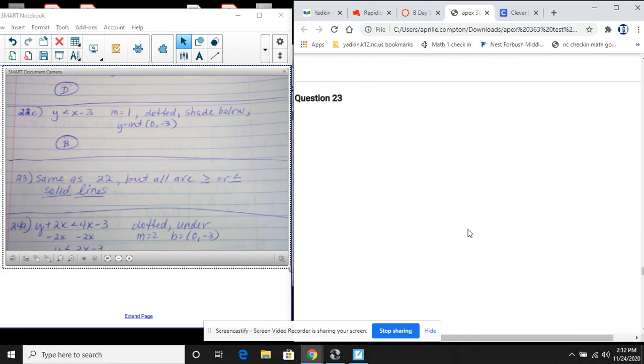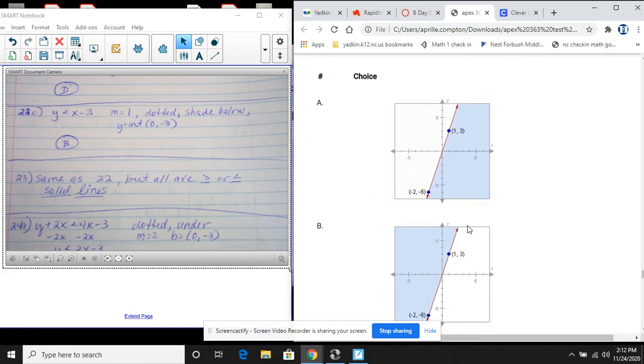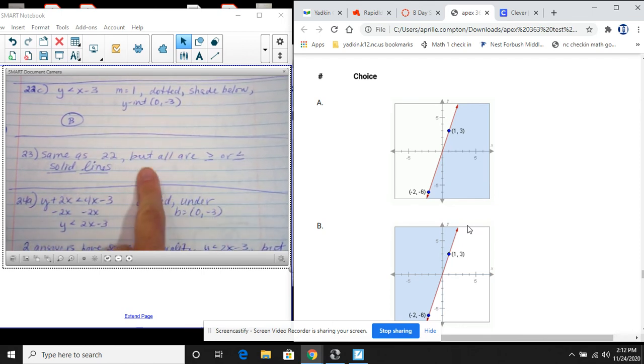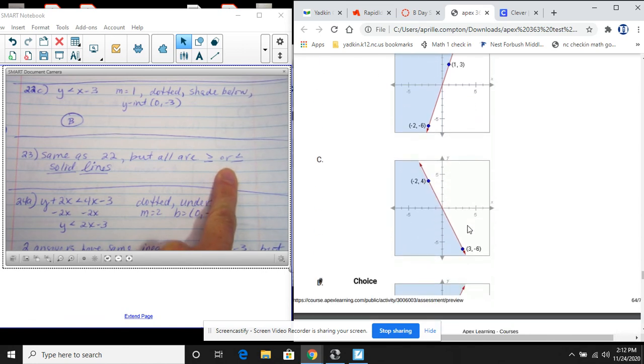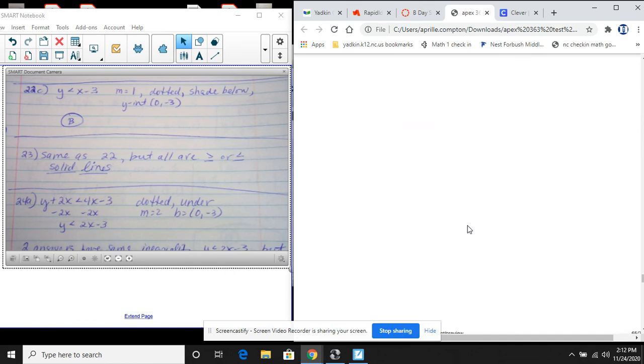23 is the same thing as 22, except all of these have solid lines instead of dotted lines. So you would have a solid line on these because they're all greater than or equal to, or less than or equal to. But it's the same concept, same thought process as number 22. Okay, and I'll stop it there.